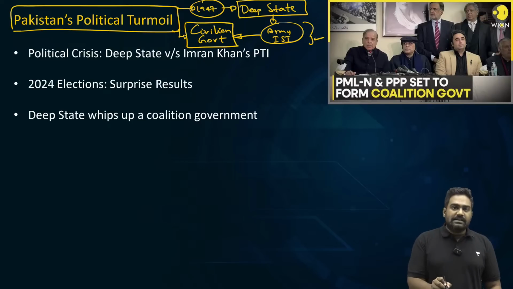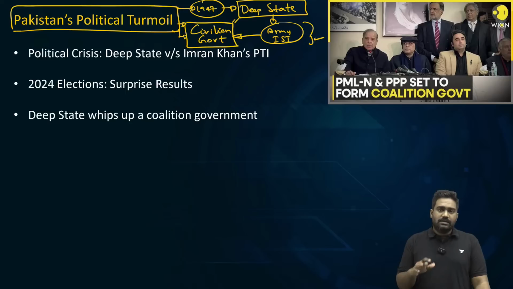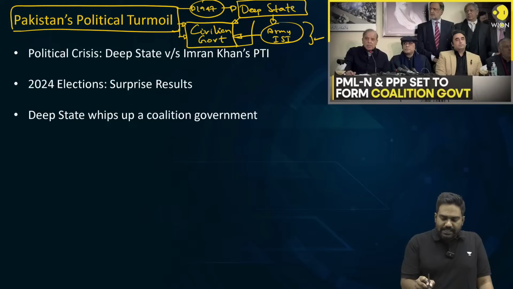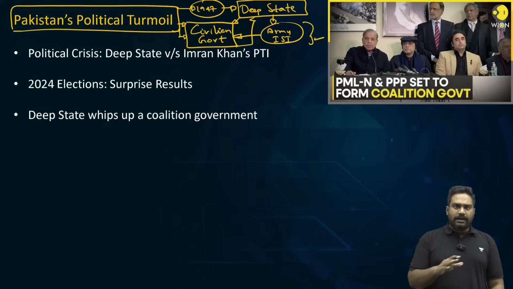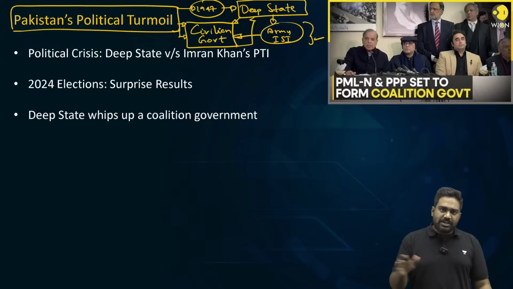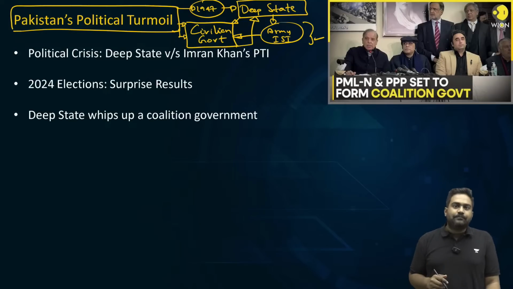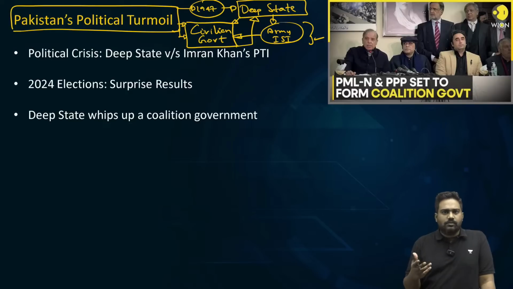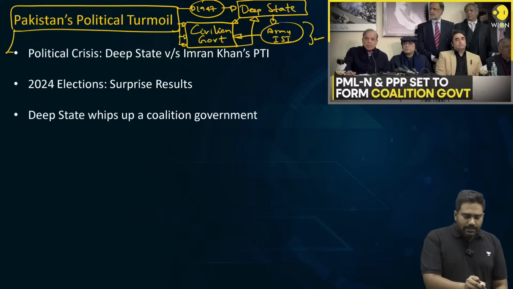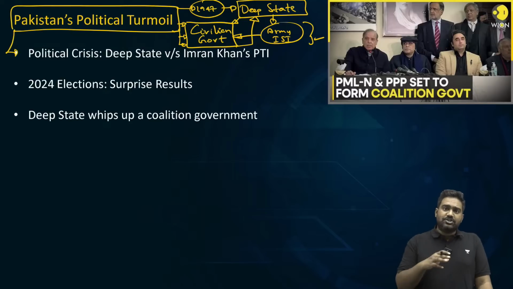So no civilian government or leader can survive without the backing of the deep state. This is a given fact. Since 1947 till date, this has been the case. Those who don't agree with the deep state, they are either killed or assassinated or banished from the country or jailed. That's what has happened with almost every Pakistani Prime Minister and President, right? So there's a historic precedent behind this. Now recently, Pakistan went through a major political turmoil.